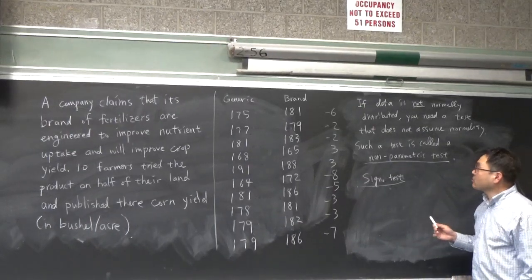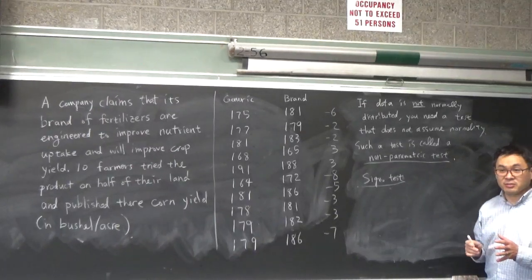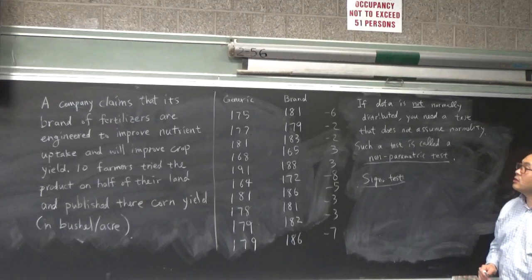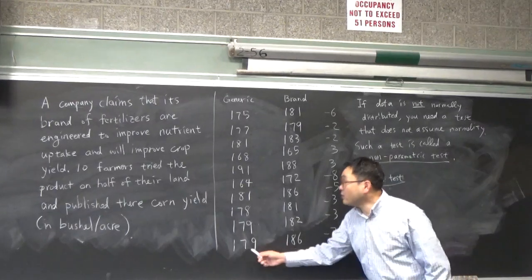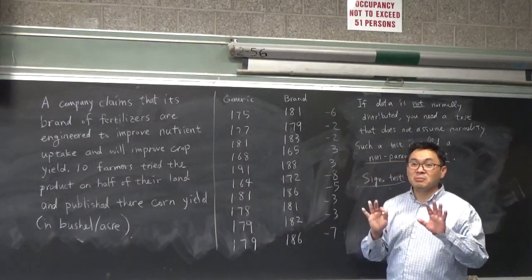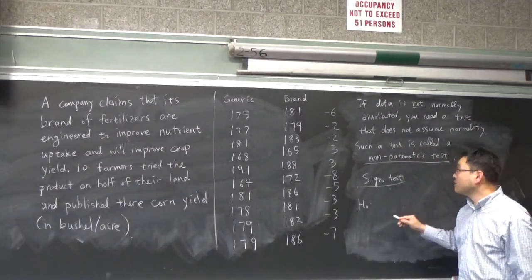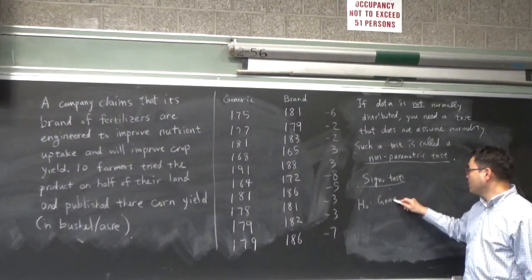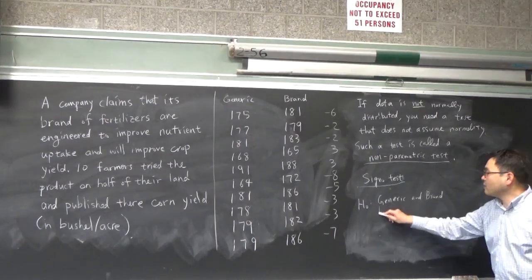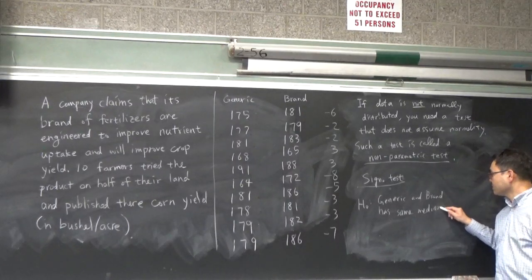First of all, you have to know that in these non-parametric tests, we use medians instead of means. Okay? So let's think about the following. If the generic and the brand had the same median, note that I'm saying median, not mean. Okay? So our null hypothesis is that generic and brand has same median. Okay.